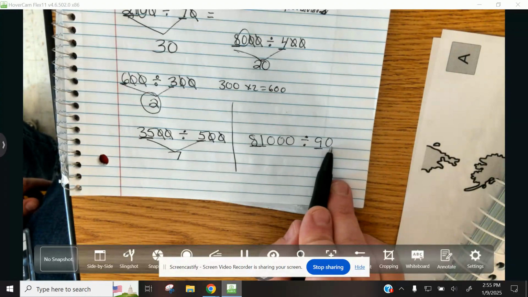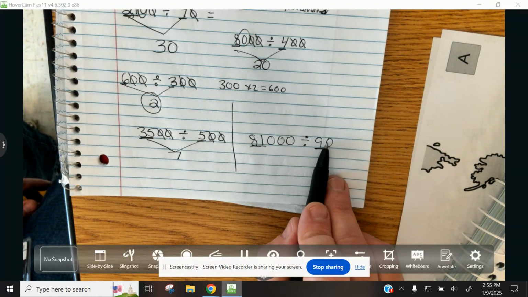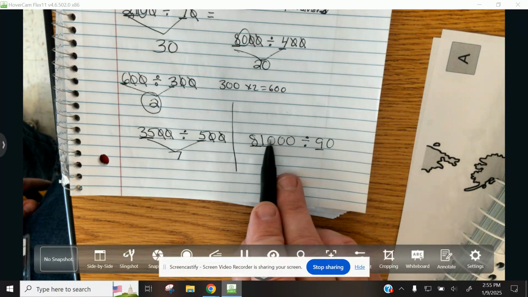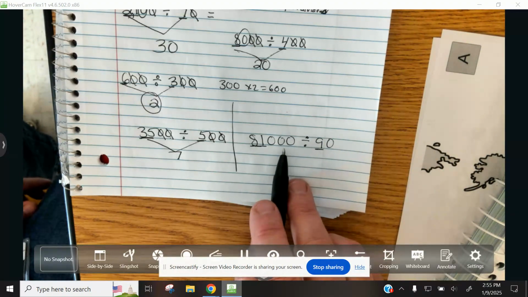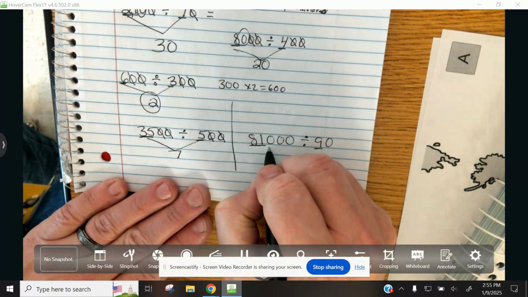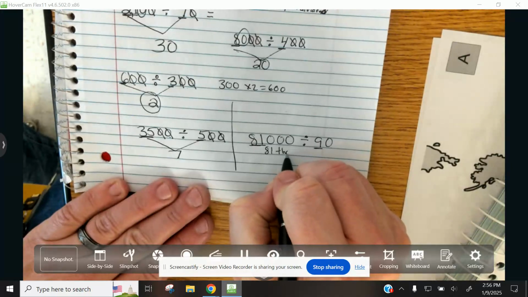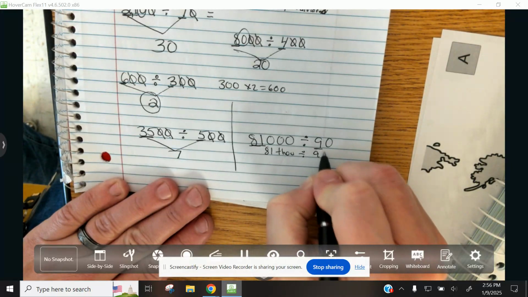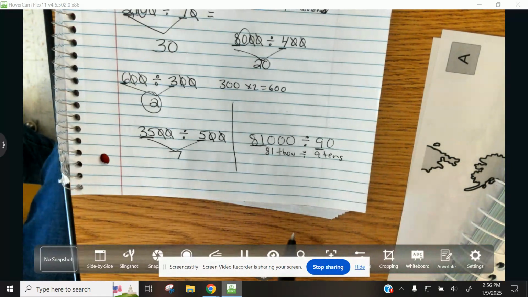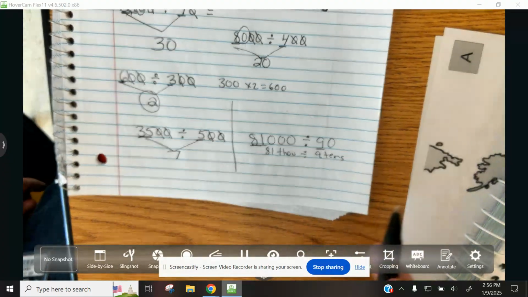Here you have 9 tens. Because again, how many zeros are in a 10? 1. How many zeros are in 1,000? 3. That's how I'm getting that. So if I wanted to write this, you don't have to write this. 81 thousands divided by 9 tens. That's technically what we're doing. That's where we're getting the 81 and we're getting the 9.